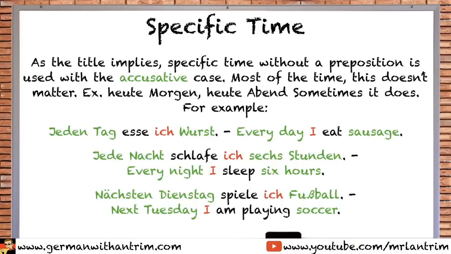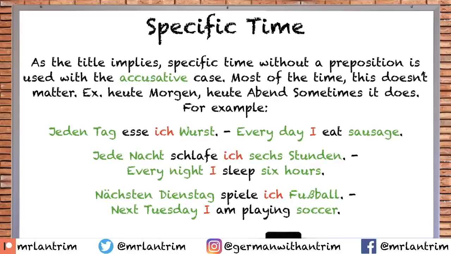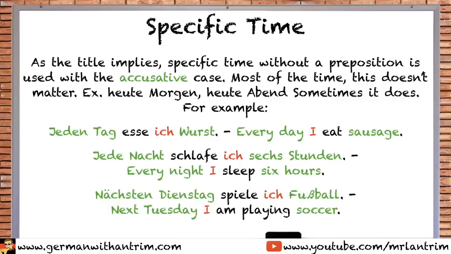how do I explain this? So it's not a broad thing that could have been. It's not like, one day I was walking through the forest. That's going to be using the genitive case. But it's like, every day, this morning, those type of specific times, specific days, specific hours, those kind of things, okay?